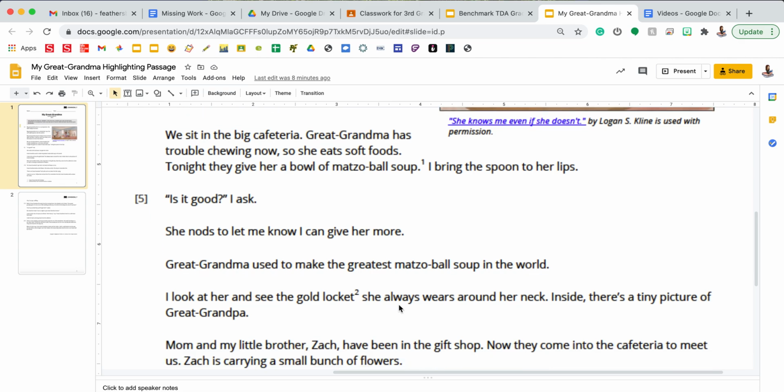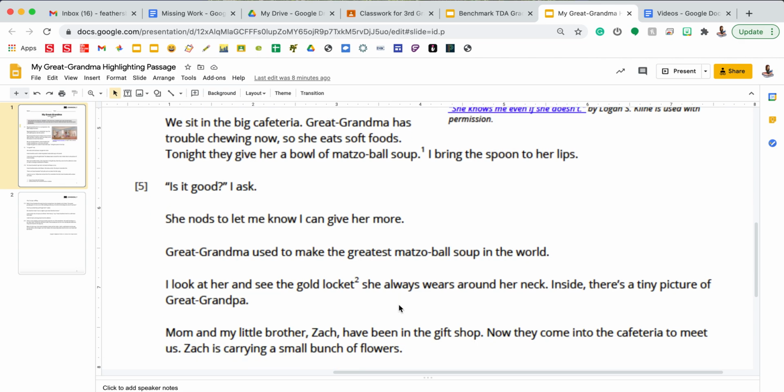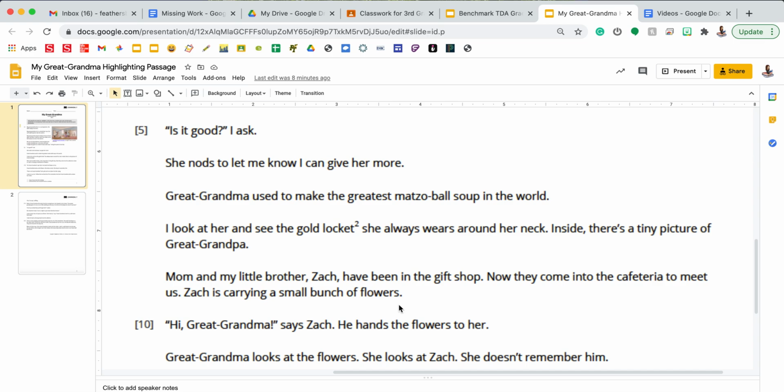We sit in a big cafeteria. Great-grandma has trouble chewing now, so she eats soft foods. Tonight, they gave her a bowl of matzo ball soup. I bring the spoon to her lips. Is it good? I ask. She nods to let me know I can give her more. Great-grandma used to make the greatest matzo ball soup in the world. I look at her and see the gold locket she always wears around her neck.